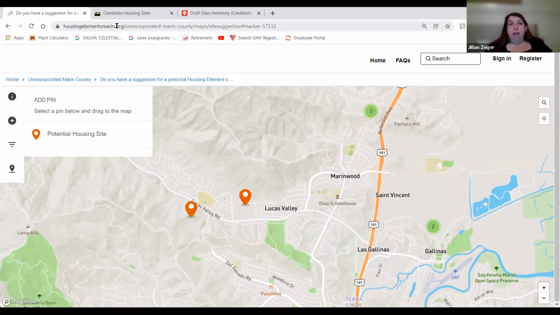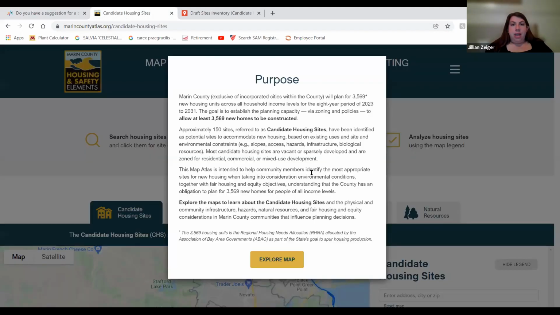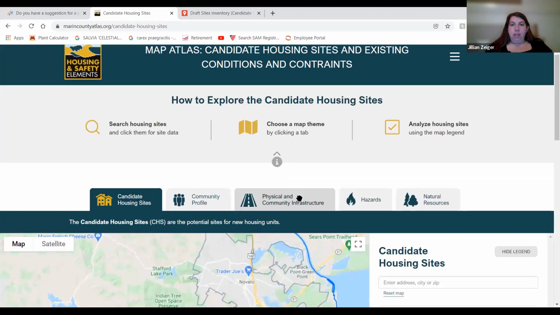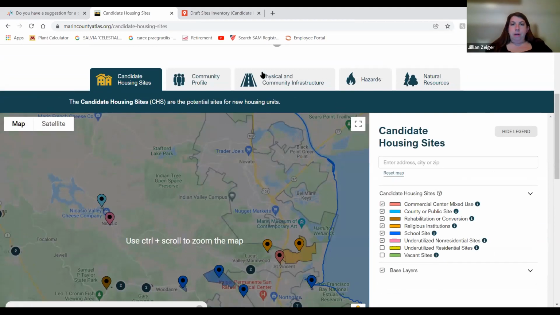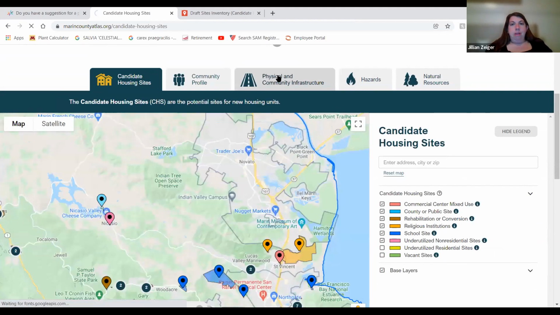Besides email and our phone number, as Lily suggested, we also have the atlas of the candidate sites. This is also on our website. If you explore this map, it has all of our candidate housing sites, and it also has all of these other layers that you can use to investigate.